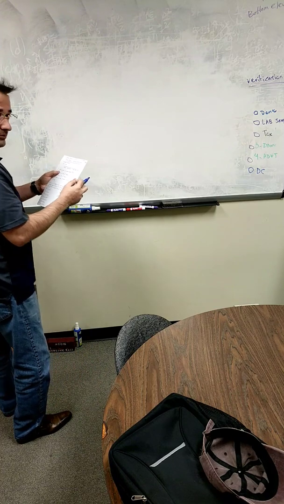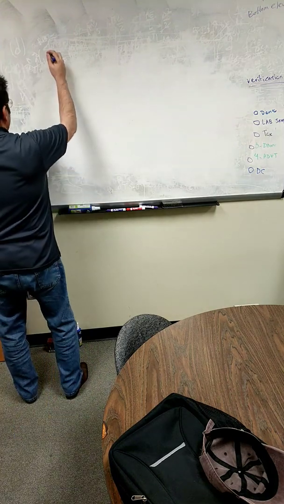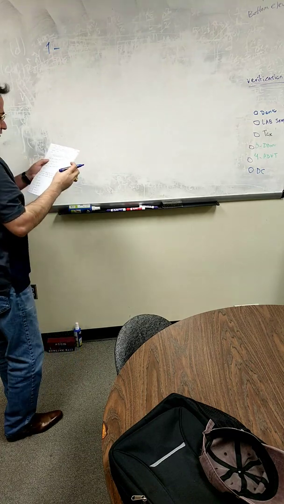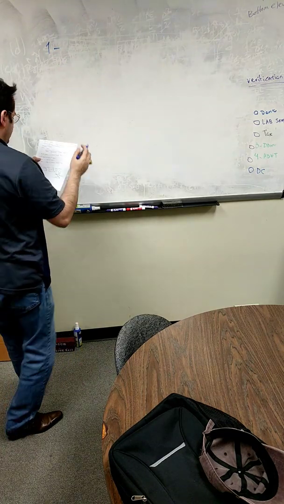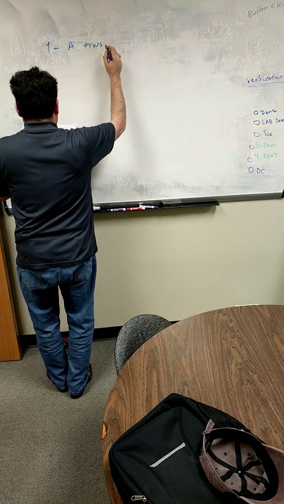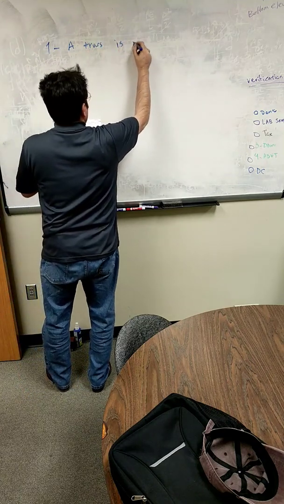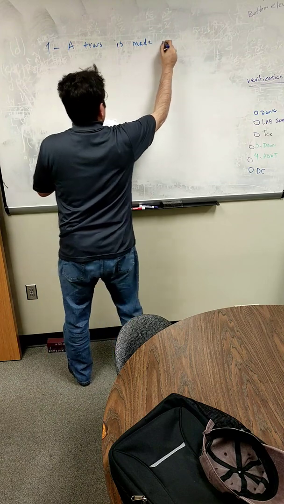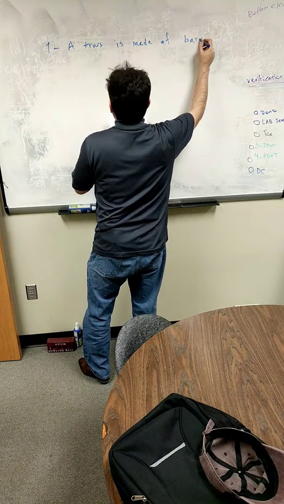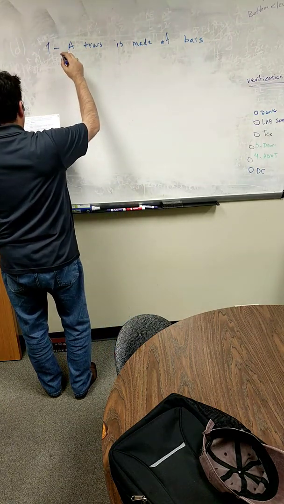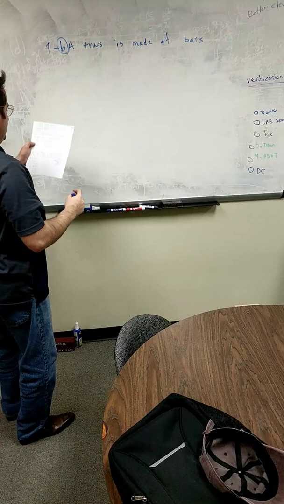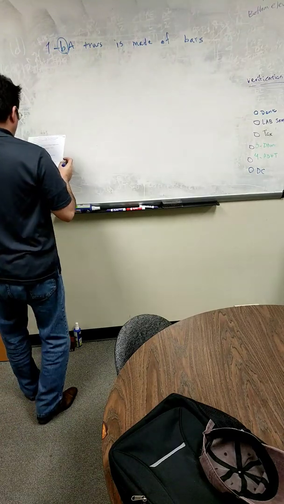For the final exam, we go to question number 1. Let's see which option is correct. The truss is made of bars. So this is option B. The right answer is B.